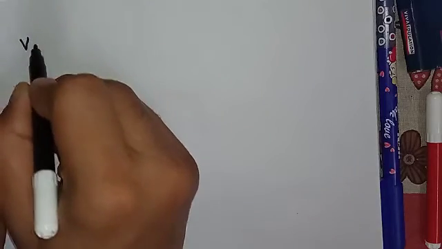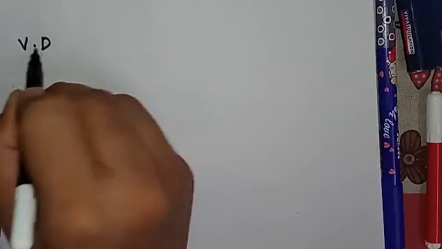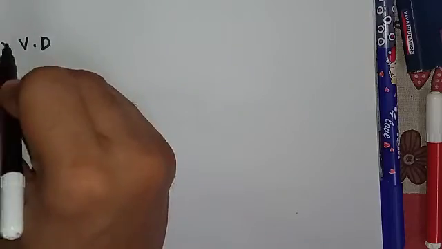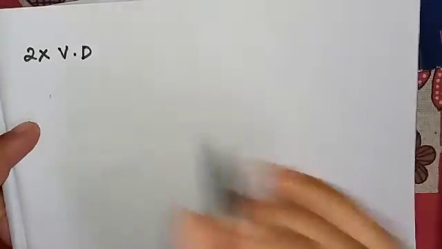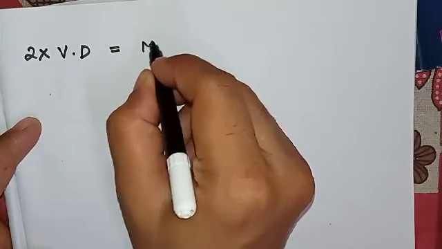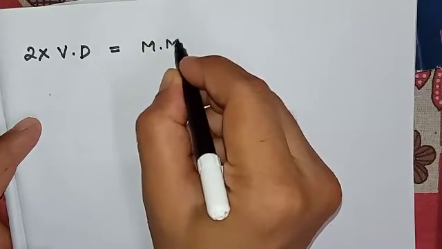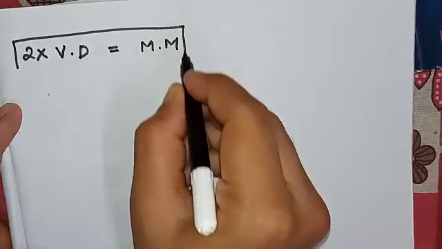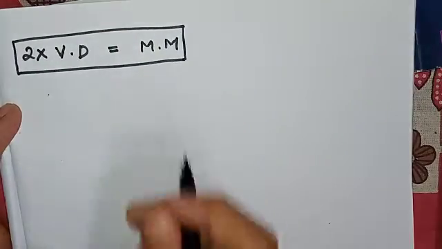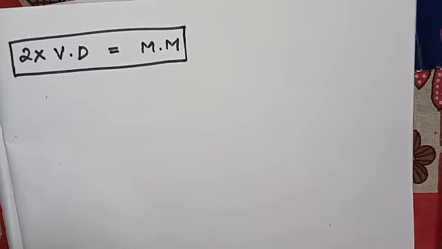Okay, my dear students, so I hope you understood the concept of vapor density. In this video, we are going to learn about the relation between vapor density and the molecular mass of a gas. Vapor density, VD, I am writing in short: 2 into vapor density is equal to the molecular mass. M stands for molecular mass. I have written the terms in abbreviated form.